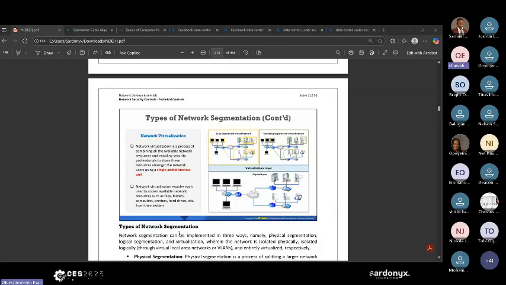We also have other types of network segmentation. Another one is network virtualization, which is the process of combining all available network resources and enabling security professionals to share the resources among the network users using a single admin unit. So I can just have a single admin unit and manage all available network resources for workstations and computers, right? So I can do this.